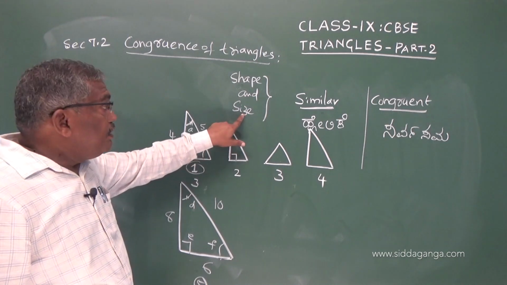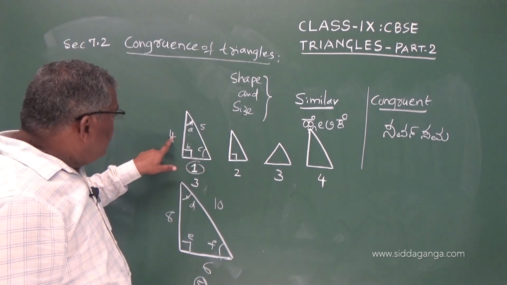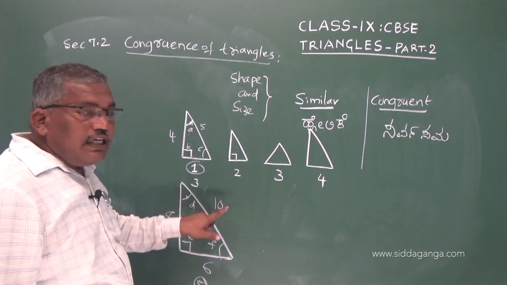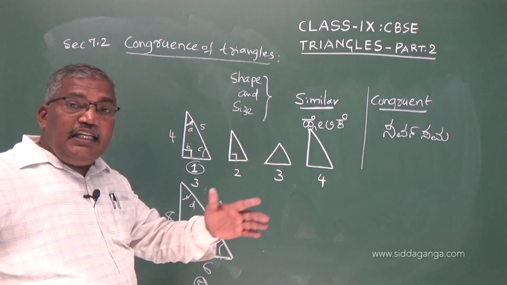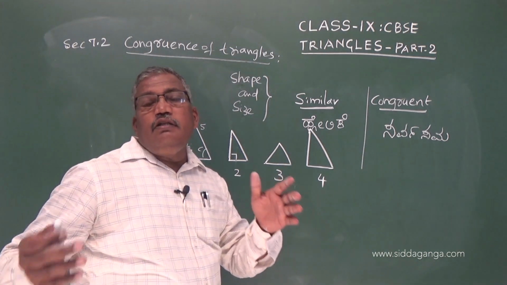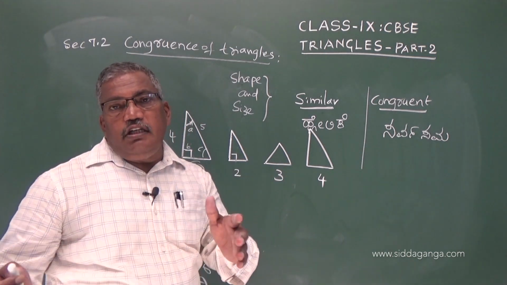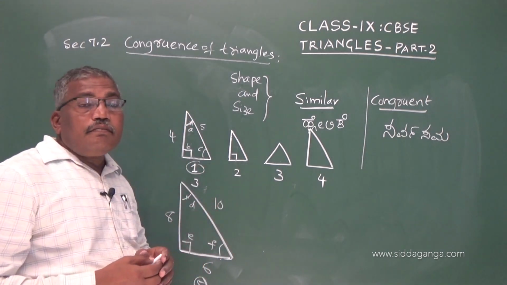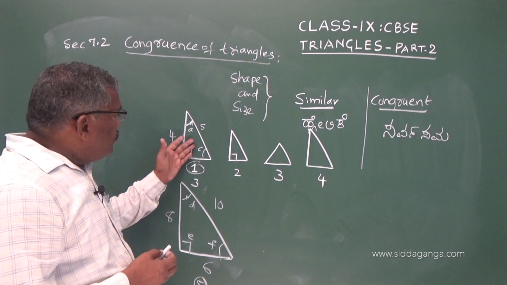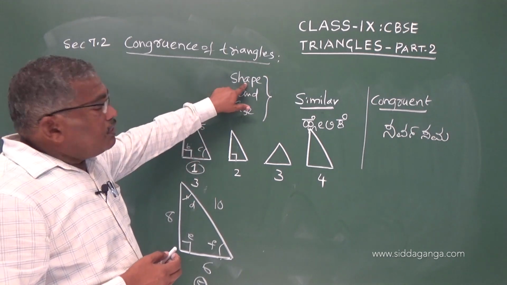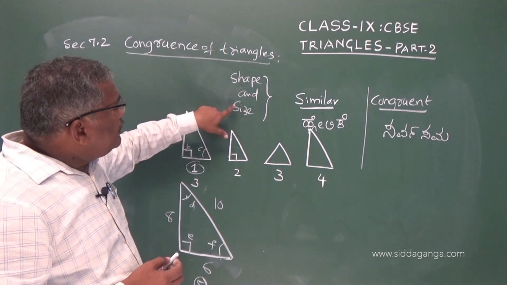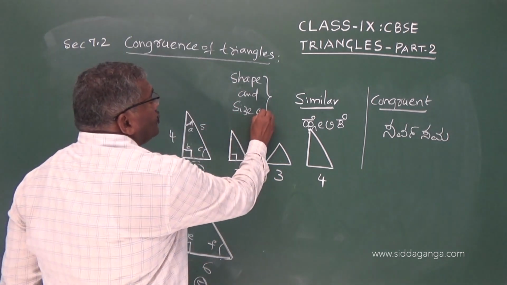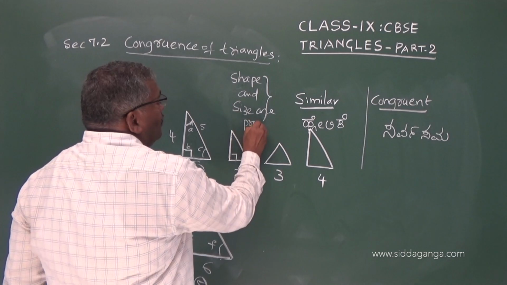Even though they are different, here 4 becomes 8, 3 becomes 6, 5 becomes 10. So there is a proportionate increase in size. In such cases, we say they have the same shape and the sides are proportional.